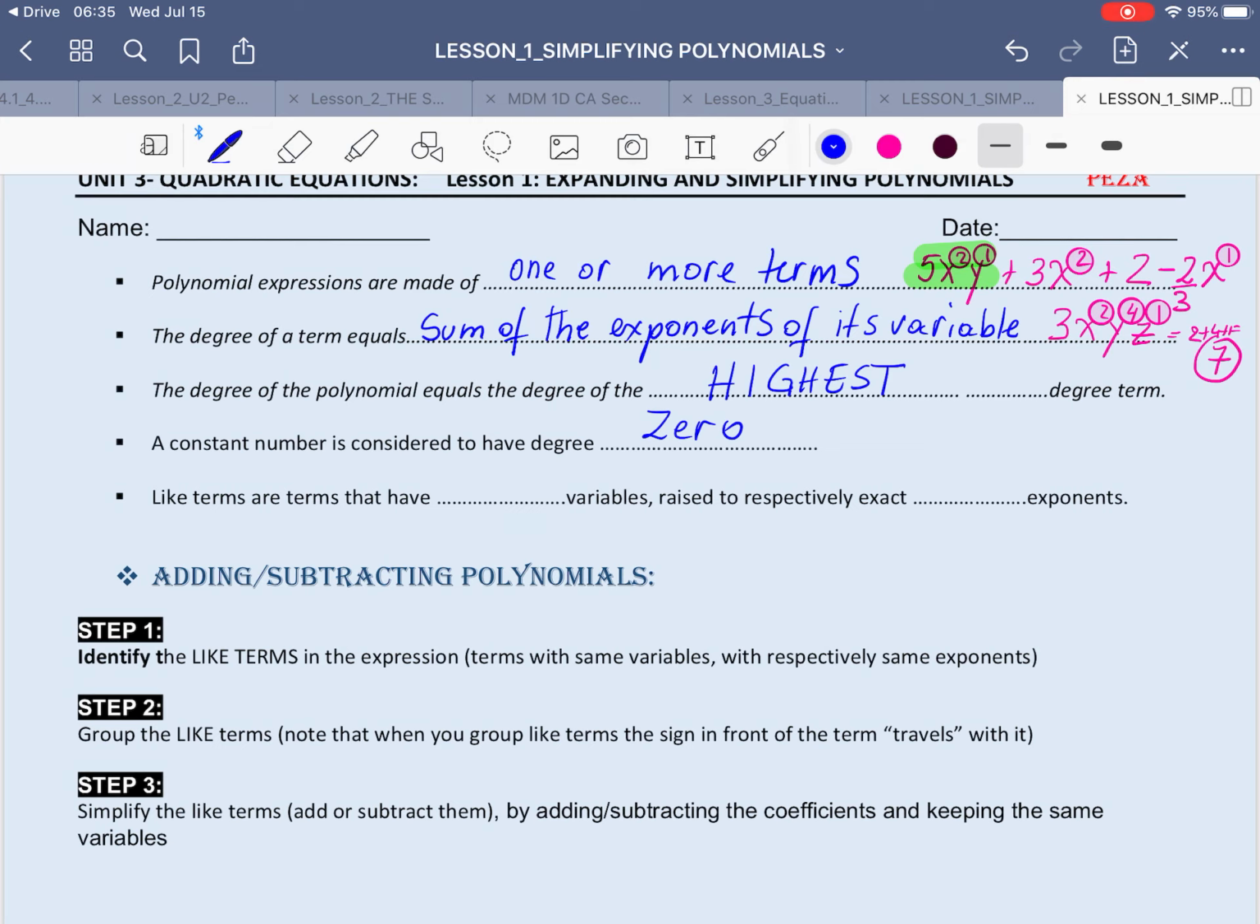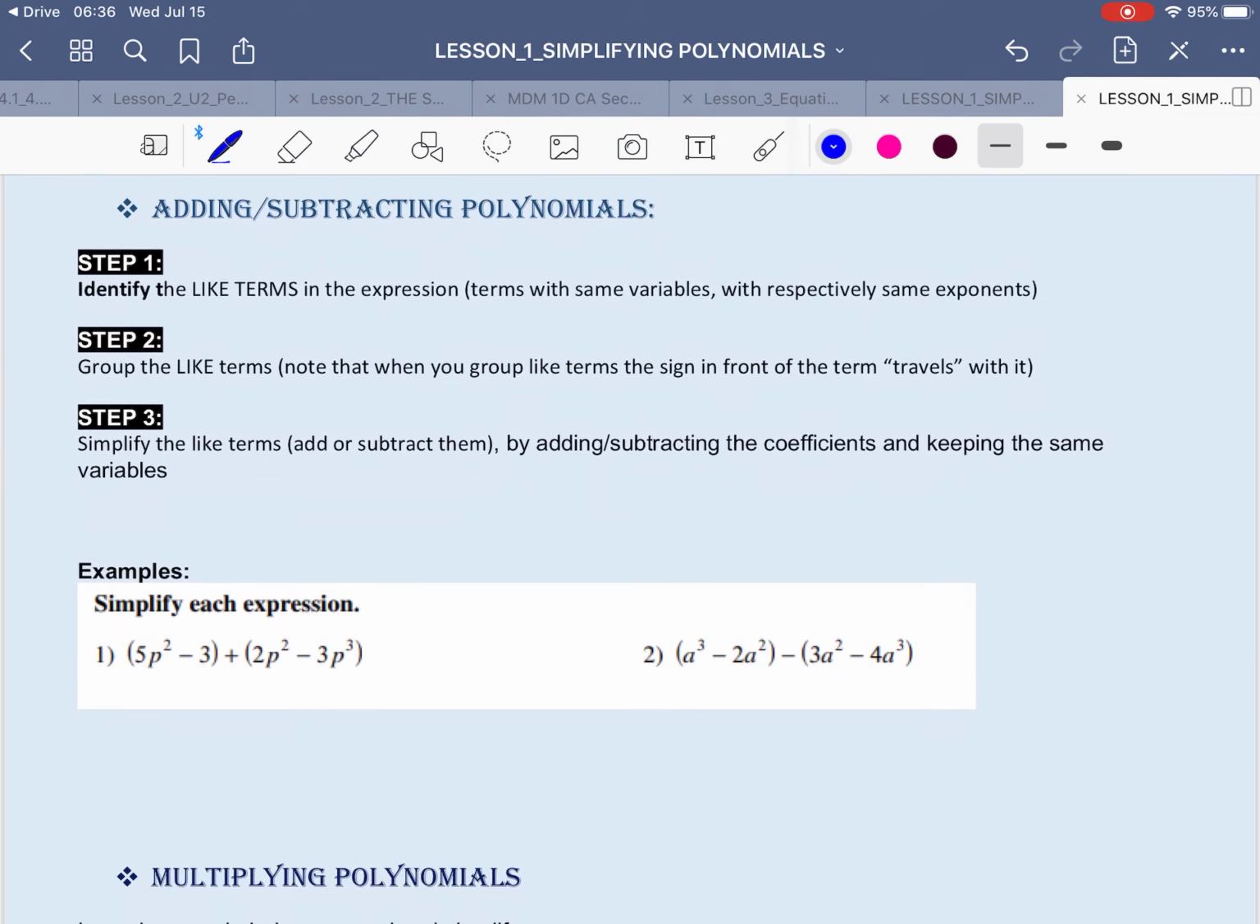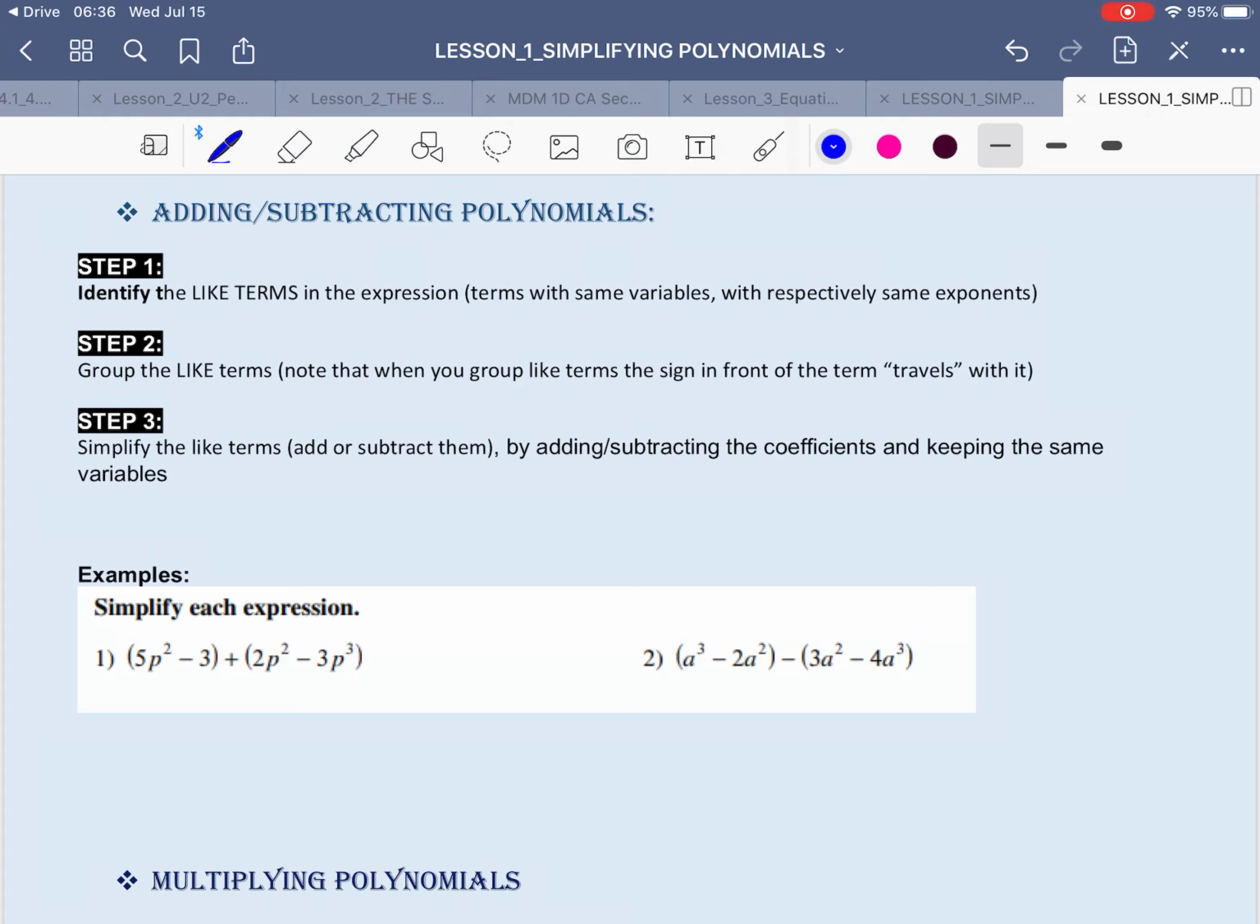The next concept we want to go over, and the last one, is like terms. Like terms are terms that have the exact same variables raised to respectively exact same powers or exponents. So let's get started with adding and subtracting polynomials. There are 3 steps we want to follow here: identify the like terms in the expression, group the like terms, and then simplify the like terms.